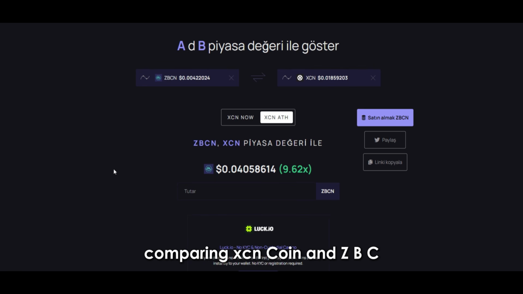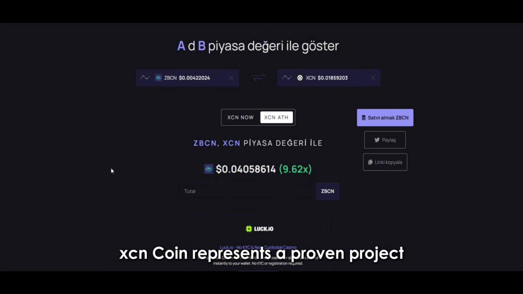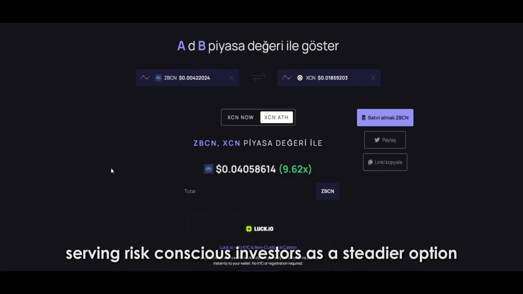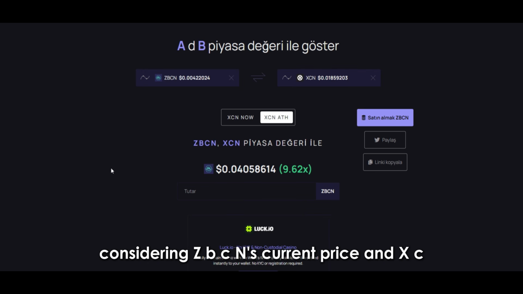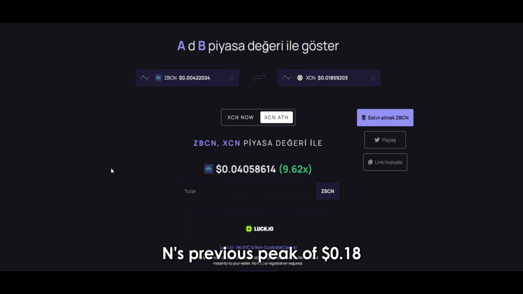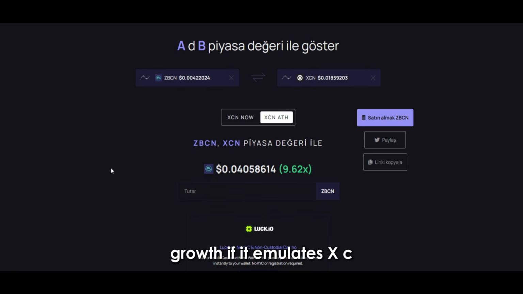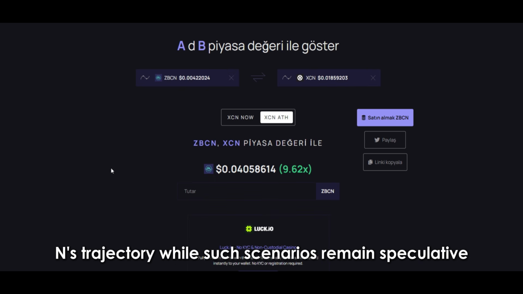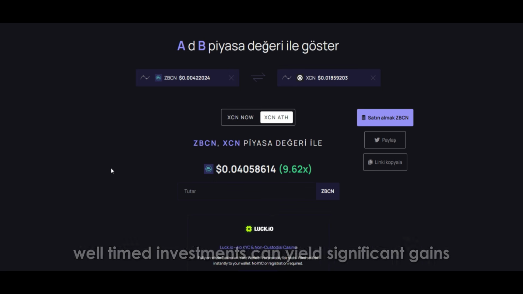In conclusion, comparing XCN coin and Zbcn coin illustrates how they cater to different investor approaches within the crypto market. XCN coin represents a proven project with historical rallies, serving risk-conscious investors as a steadier option. Zbcn coin, on the other hand, offers upside potential and excitement to early-stage risk-tolerant newcomers. Considering Zbcn's current price and XCN's previous peak of $0.18, Zbcn could theoretically see similar 10x growth if it emulates XCN's trajectory. While such scenarios remain speculative, the high volatility and return potential in crypto mean that strategic, well-timed investments can yield significant gains.